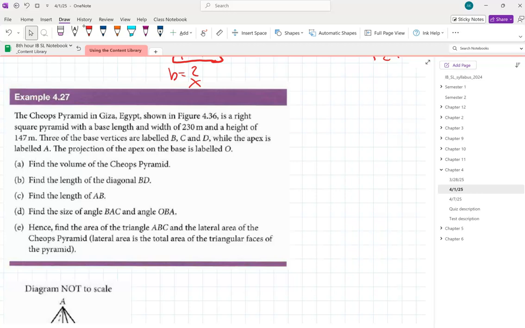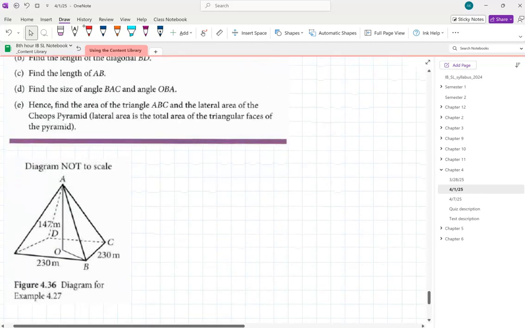All right. Last example. The Cheops is what I've decided that I'm going to pronounce that as. Pyramid in Giza, Egypt, as opposed to Giza, Columbus, Ohio. All the pyramids there. Shown in figure 4.36 is a right square pyramid with base length and width of 230 meters and a height of 147. 3 of the bases are labeled B, C, and D, while the apex is labeled A. The projection of the apex on the base is labeled O. So here's your picture.